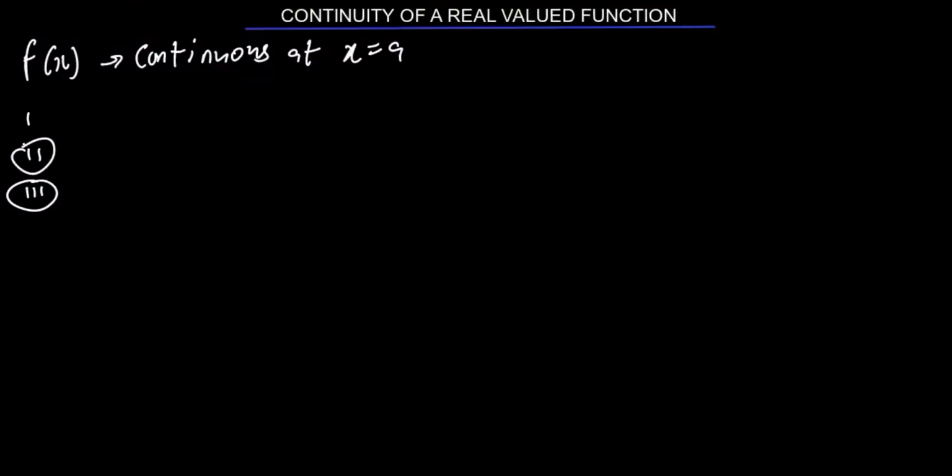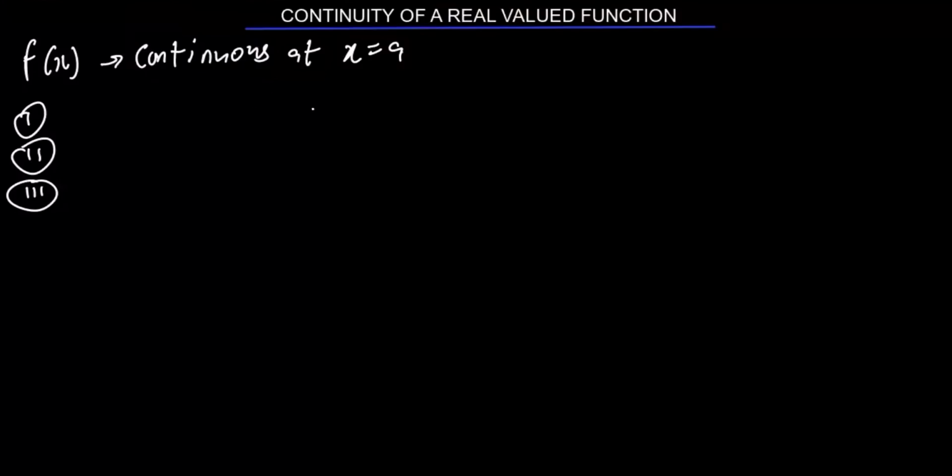Alright, what is the condition for a function to be continuous? When we say a function is continuous, what are the conditions that ensure continuity? Now, let me say a function f of x. Pay attention to this. A function f of x is said to be continuous at a point x equal to a if it can satisfy these three conditions.